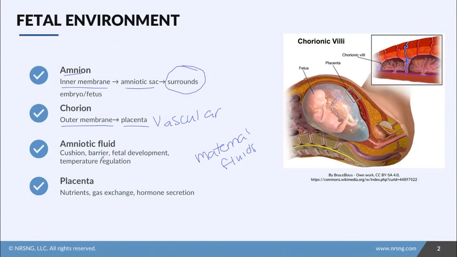So the amniotic fluid has a huge role in the fetal environment. It's going to provide a cushion. It's going to provide protection, a barrier to external things. So it's keeping the fetus enclosed so nothing can get in to harm. It is going to help with fetal development because now the fetus has free range of motion and movement and can grow and develop those muscles and the bones. And then it's also going to help with temperature regulation. It's going to keep the temperature of the amniotic sac regulated so that the fetus stays safe and doesn't get too hot.